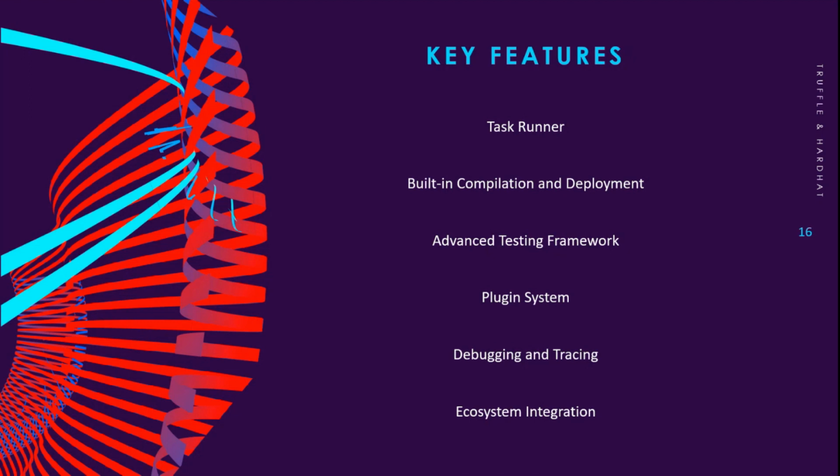Next, we have debugging and tracing, which are also features that Hardhat includes and allow developers to debug their smart contracts directly in the development environment. This greatly simplifies the process of identifying and fixing the issues of any smart contract. And finally, we have the integration capabilities, which means that it integrates easily with other popular tools, such as MetaMask or Remix, for example. So these are some of the main features that Hardhat offers.